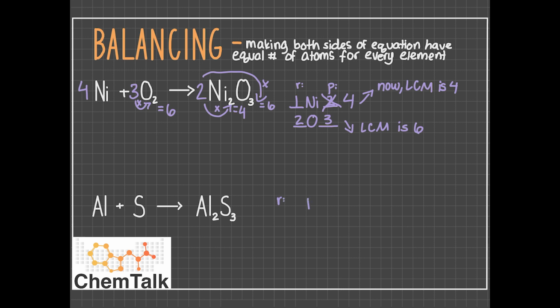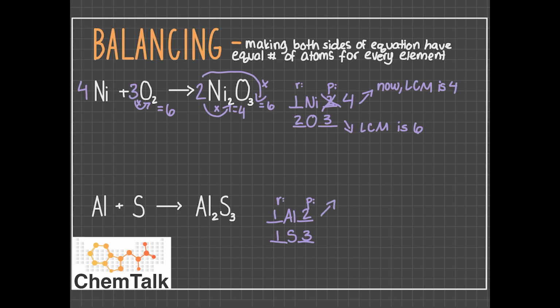Let's try another example together. This problem says that aluminum plus sulfur makes Al2S3. First, we'll count the number of aluminum and sulfur atoms on each side of the equation. There's 1 Al atom on the reactant side and 2 on the product side. There's 1 sulfur atom on the reactant side and 3 on the product side.